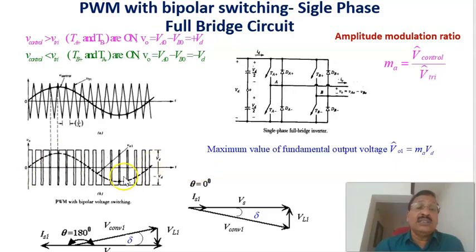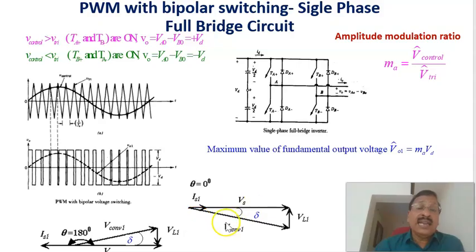As we have seen in our previous slide, V converter 1, the fundamental magnitude of this converter voltage is the maximum magnitude given by MA into VD. Of course, the RMS value is equal to MA into VD divided by root 2. Therefore, by controlling the modulation index MA, the amplitude modulation index, we can vary the magnitude of the fundamental voltage, that is, this voltage magnitude can be changed by changing the modulation index.